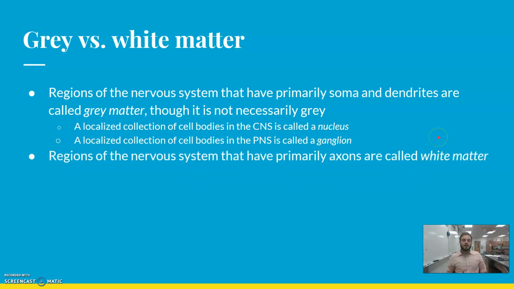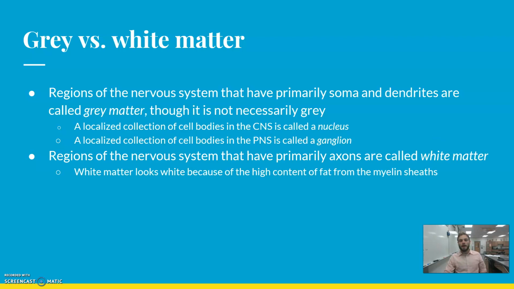And then regions of the nervous system that are primarily those axons are going to be called white matter. And the reason they are called white matter is that those areas look very, very white, especially compared to gray matter, because of the myelin sheaths that are wrapped around those axons. And so myelin sheaths are primarily made of lipids, primarily made of fats, which are white in color anyways, and so that leads to the white color seen in white matter.